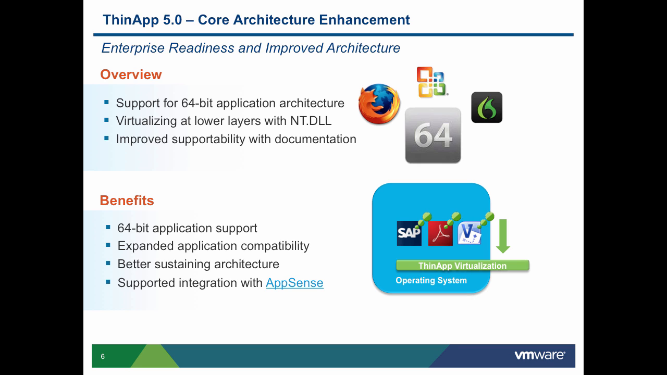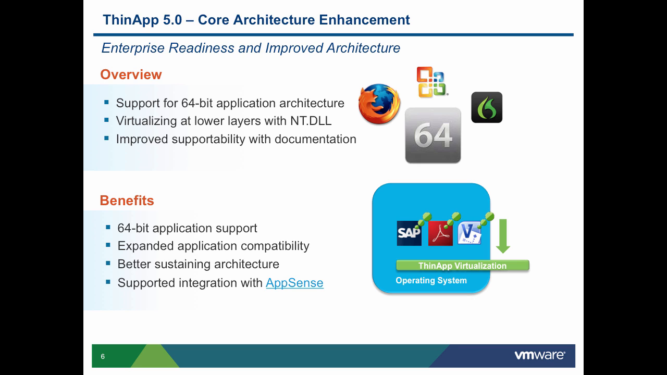Now let's talk a little bit about 5.0 specifically. ThinApp 5.0 introduced support for 64-bit applications. That was one of the primary objectives of some of the re-architecture work that we did. Previously, we had done most of our work at the Win32 API level. With 5.0, we were able to work at a lower layer, at the NTDLL layer, and that actually gave us several benefits.